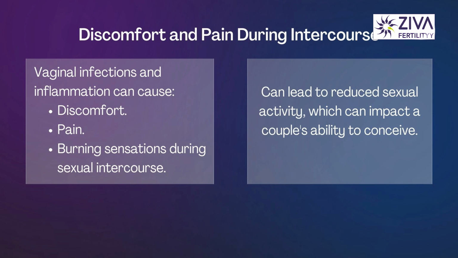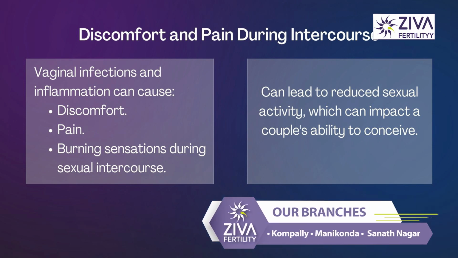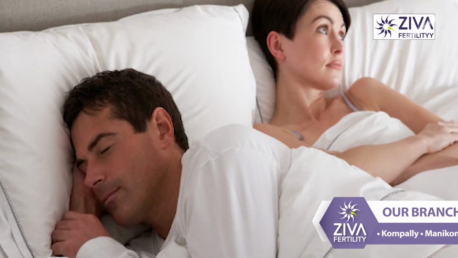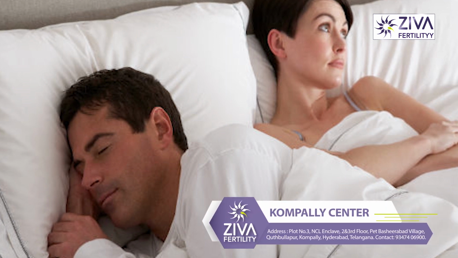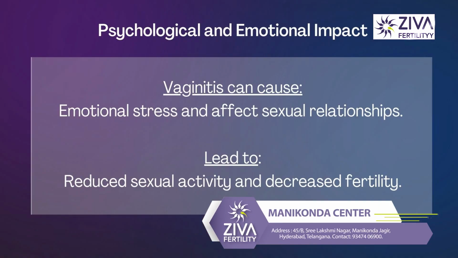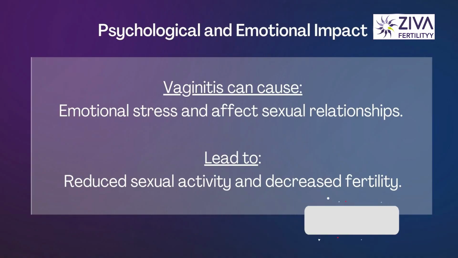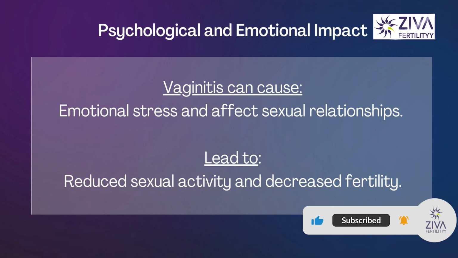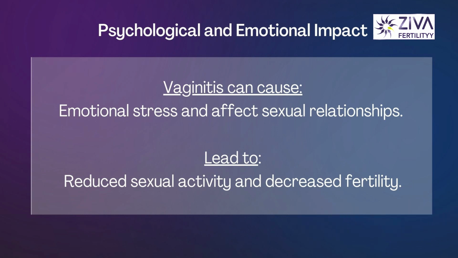Vaginitis can cause discomfort and pain during intercourse. Vaginal infections and inflammation can cause discomfort, pain, and burning sensation during sexual intercourse. This can lead to reduced sexual activity, which can cause problems in the ability to conceive. It can also have a psychological and emotional impact. Vaginitis can cause emotional stress and affect sexual relationships, potentially leading to reduced sexual activity and decreased fertility.